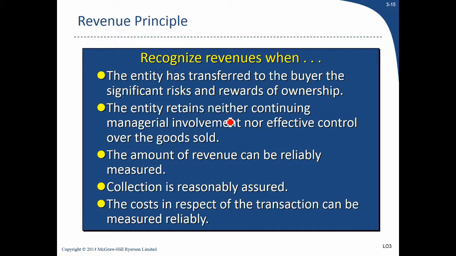The entity retains neither continuing managerial involvement nor effective control over the goods sold. If we sell these to Walmart and we say there's all these stipulations over what can be done with the goods, which is actually common, but then we say we have the right to in 3 months tell you to change the price or to tell you you can't sell it to a certain customer, this starts to get more complex, right? If we still have the say in managerial involvement or effective control over the goods, we haven't really got rid of it. We haven't sold it, right?